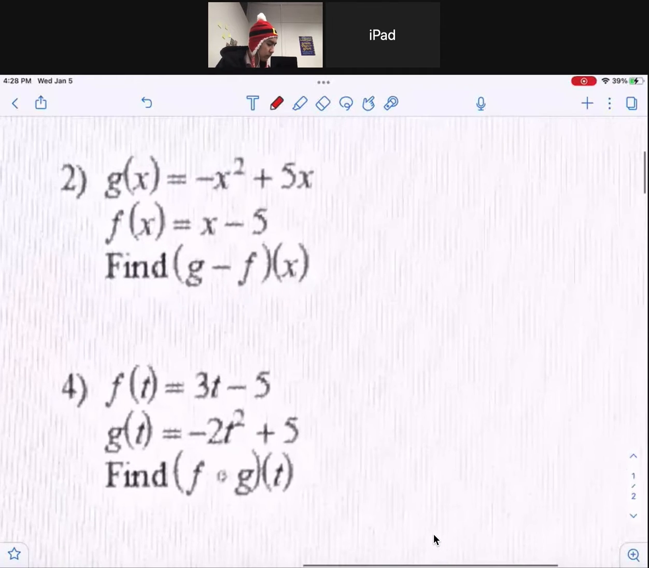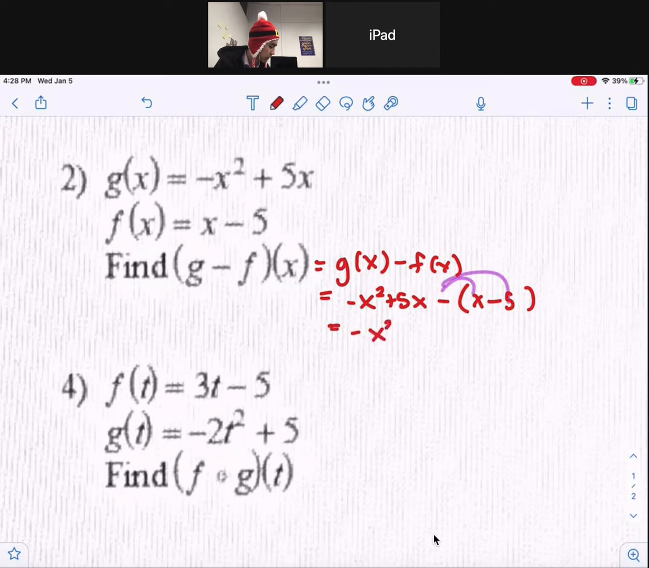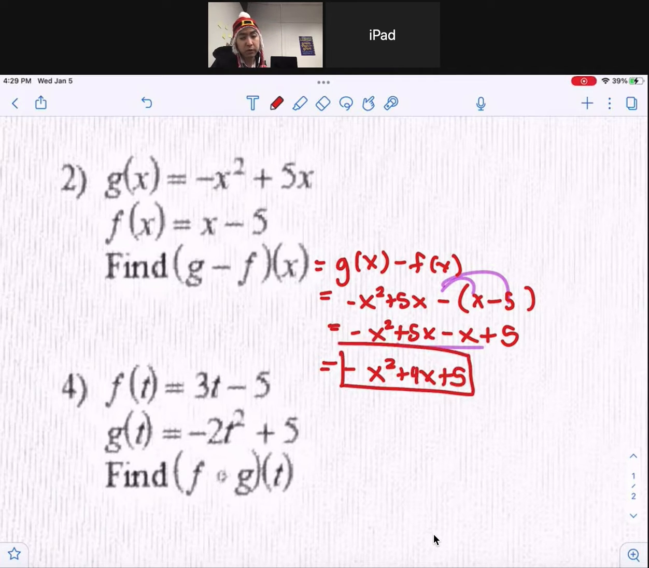Number 2. This translates to g of x minus f of x. So what you are doing is just subtracting the functions from each other. The g of x function is negative x squared plus 5x, minus the whole function of f of x, which is x minus 5. Don't forget to distribute the negative to both, so you get negative x squared plus 5x minus x plus 5, and then combine like terms, which are just those two. Negative x squared plus 4x plus 5. And that is going to be your function for that problem.